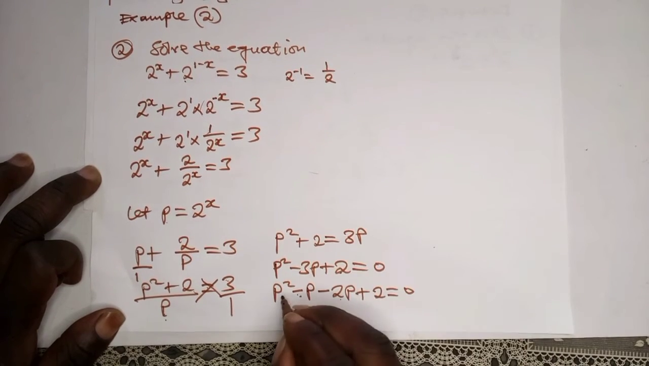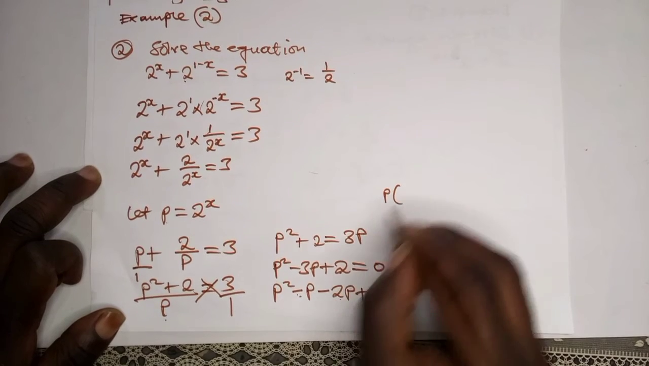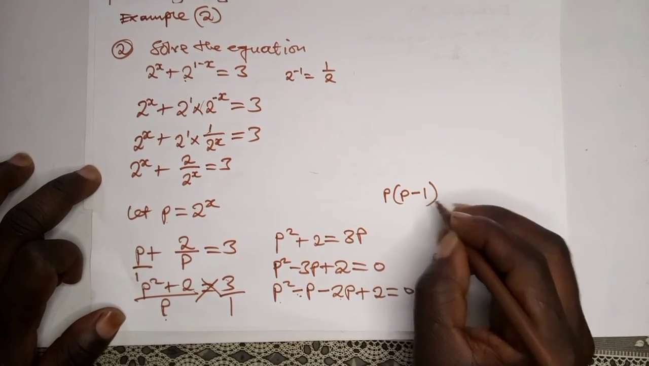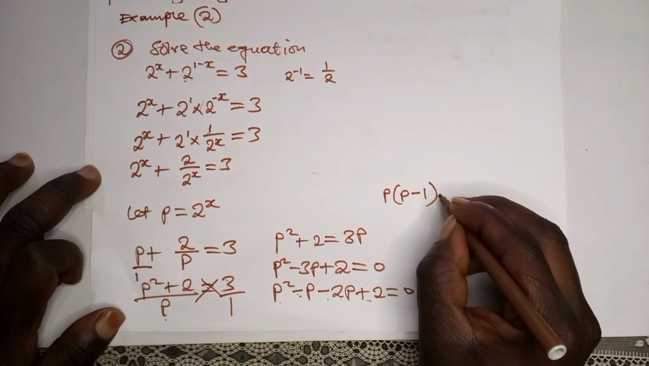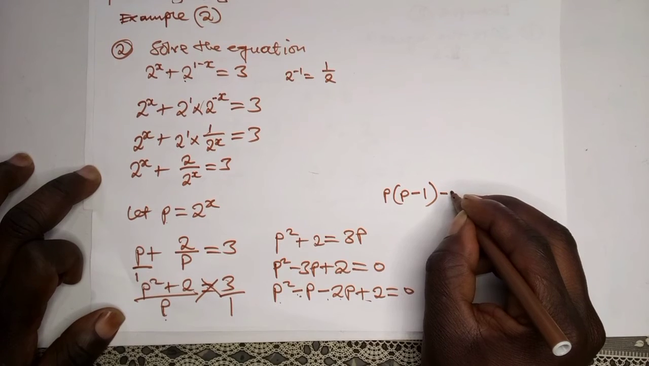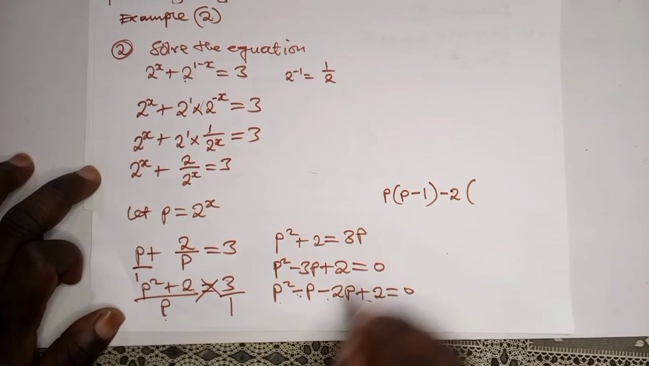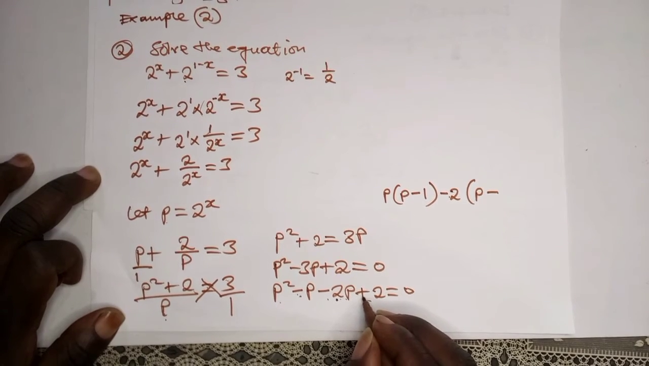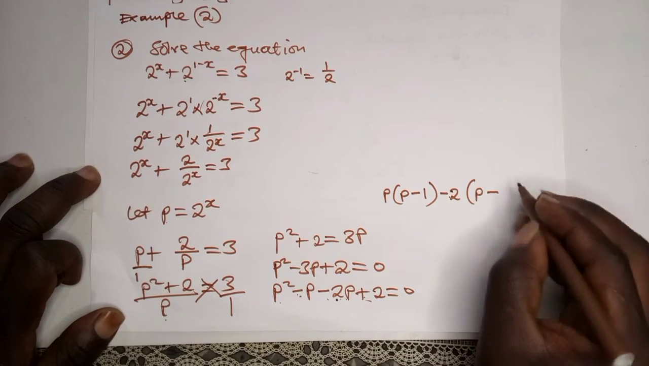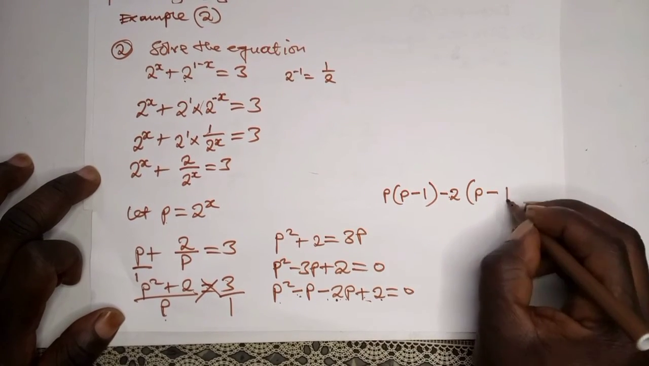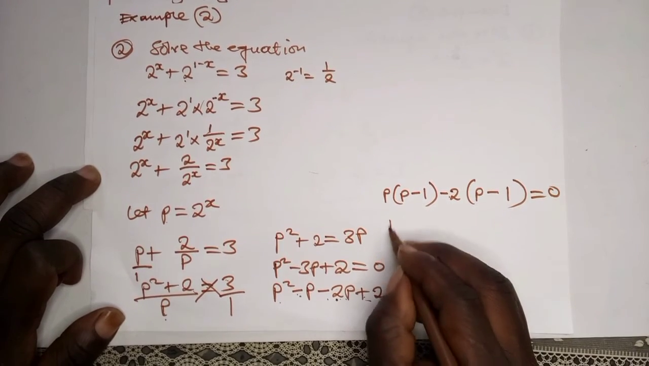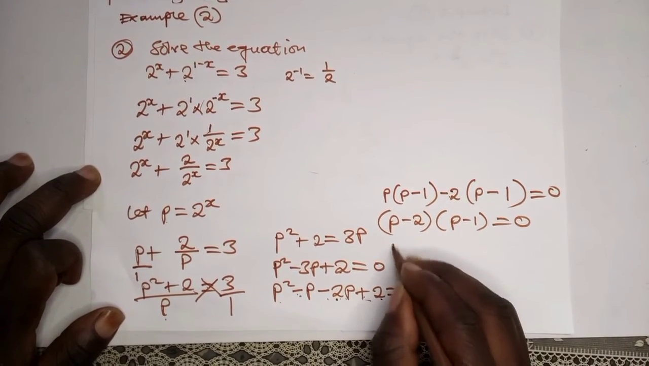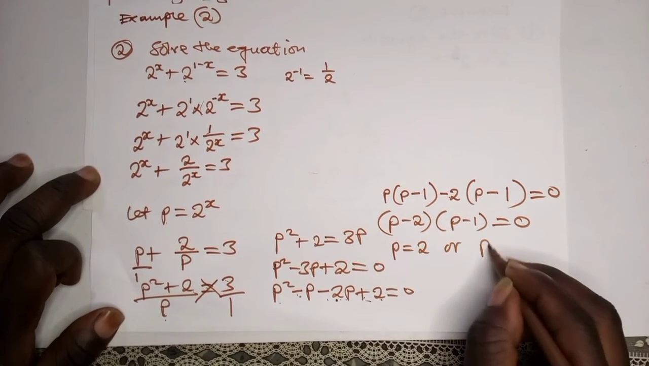What's common? You factor out what's common, which is p, open brackets, then p into p, which is p, minus 1, close bracket. Here, what's common is minus 2, open brackets, 2 into 2 will remain with p. So p minus, because negative times negative is positive, we remain with 2 into 2, which is 1, equals 0. So p minus 2, p minus 1 equals 0. Then p equals 2, or p equals 1.